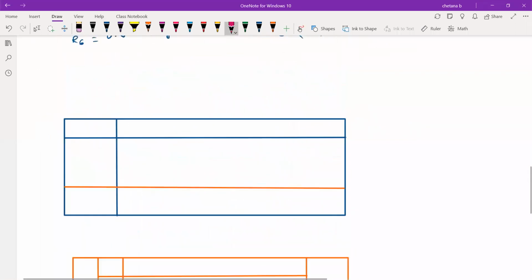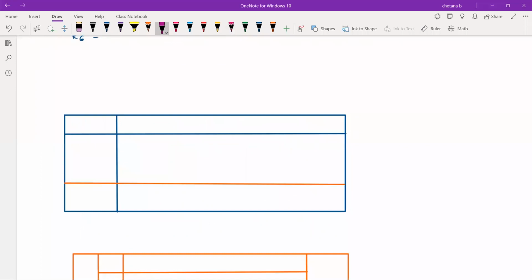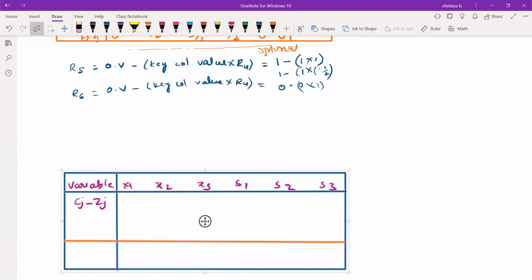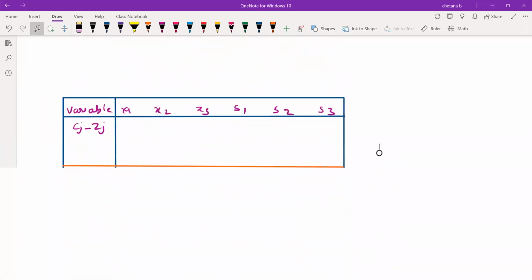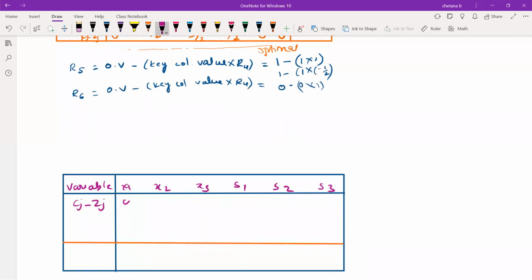For key column, again repeat the same thing. The variables are x1, x2, x3, s1, s2, s3. So here are the Cj minus Zj values. This table is called the determination of key column table, right? Yes. Okay, ma'am. So these are 0, -2, sorry, 5 by 2, -5 by 2, -1 by 2, 0 and 0.